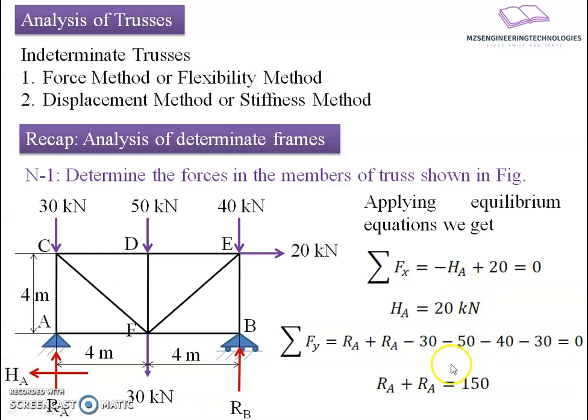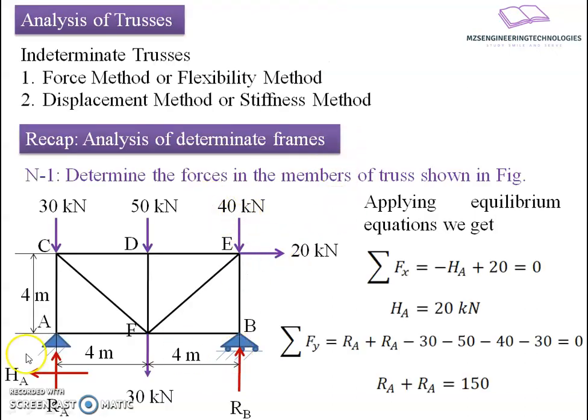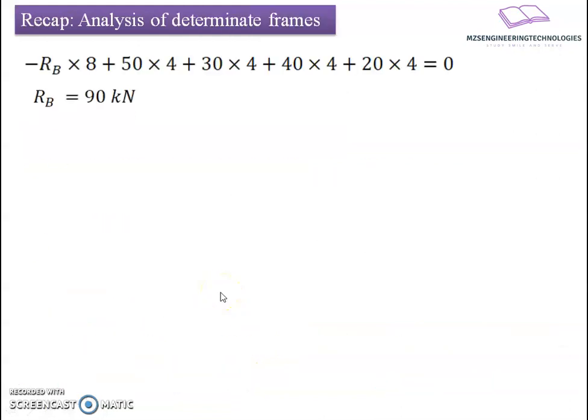Now we are not knowing all the forces; only HA we have found. RA and RB are still unknowns. Then I will use the third equilibrium equation, taking summation of moment about A. It will be minus RB into 8, anticlockwise 50 into 4, 30 into 4, and 40 into 8. Here read this 4 as 8, because the perpendicular distance with reference to joint A is 8. That is why it comes to minus 40 into 4 plus 20 into 4 equals 0. From this equation, I get RB equals 90.